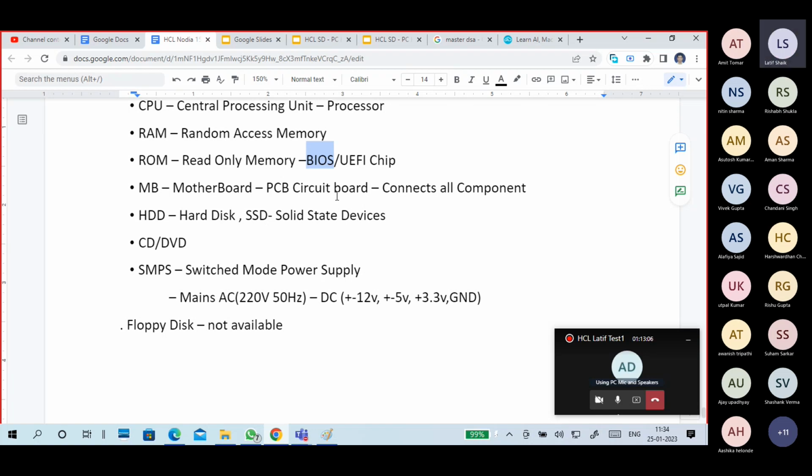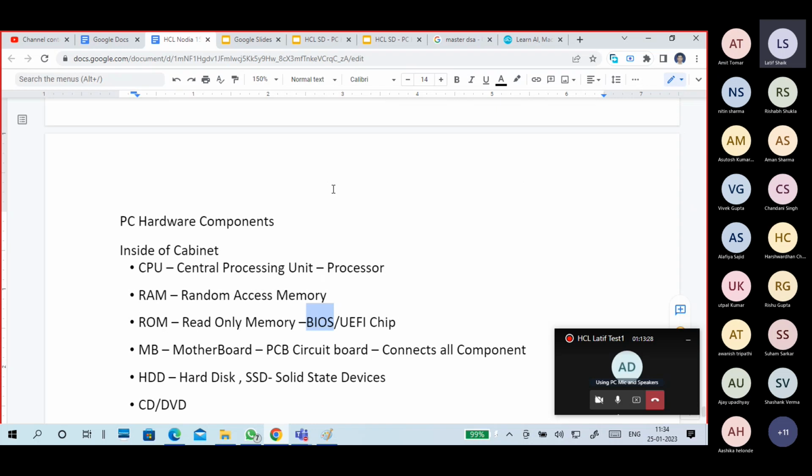SMPS, switch mode power supply. Your system requires a DC power supply, and our main supply is AC power supply. SMPS will convert this main AC power supply to DC power supply with different voltage levels, 12 volts, 5 volts, 3.3 volts, and so on.